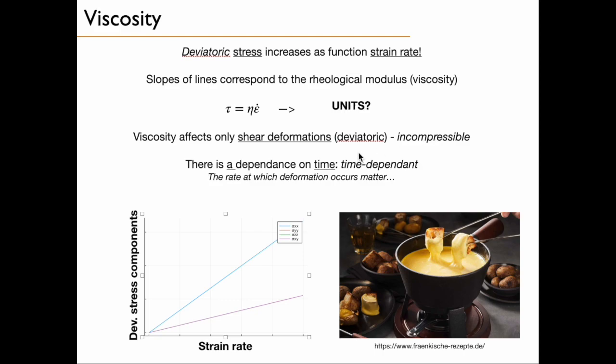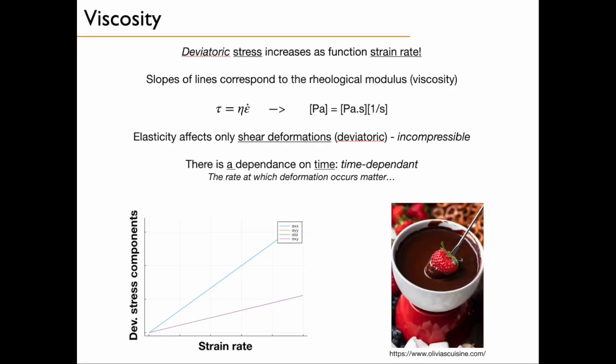So there is a dependence now on time. The rate at which the deformation occurs matters. An example of a viscous deformation is, for example, the cheese fondue. It's viscous, and if you stir it very fast, it will become more difficult to stir. Chocolate fondue is also a good example. It's really viscous, and you can imagine this as a slightly lower viscosity than the cheese fondue.